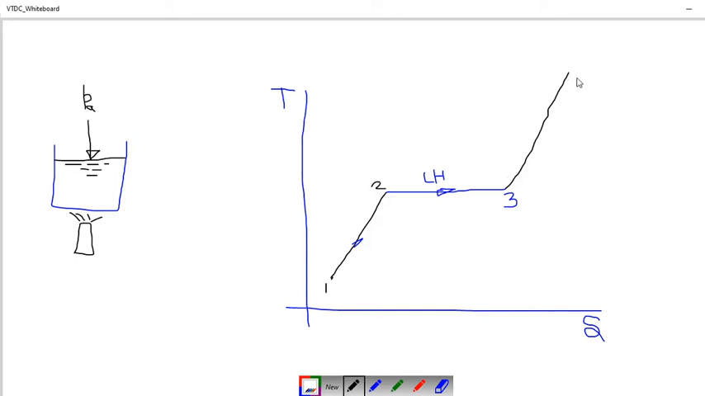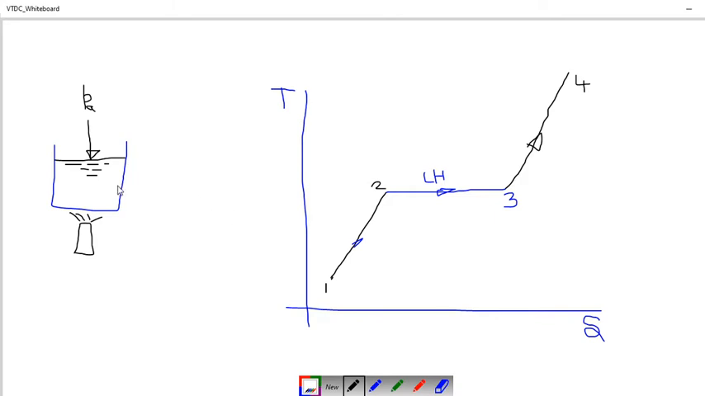Now we'll represent point number 4 as, suppose, the end point, and process 3 to 4 is also a sensible heating process, because there is an increase in temperature only. Phase change does not occur in the process 3 to 4. Remember, when water is heated by keeping the pressure constant, the line 1, 2, 3, 4 will follow a constant pressure heating process.